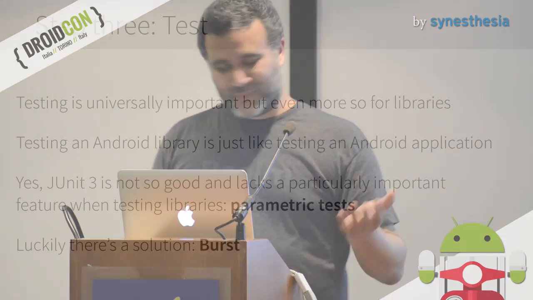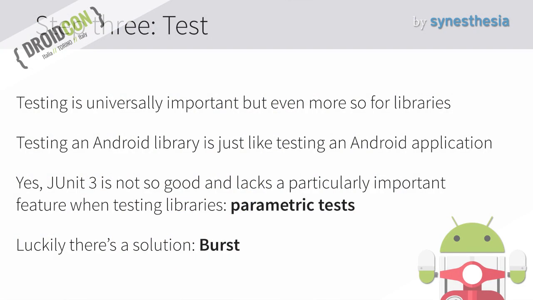Testing. Some might argue that you might want to do that before coding. If you want, you can cheat with Git. You can invert the order of the commits, so people think you do TDD. Testing, of course, is super important in software design, but even more so for libraries. Luckily, writing unit tests for Android libraries is basically just as writing unit tests for Android applications. So you already know how to do that.